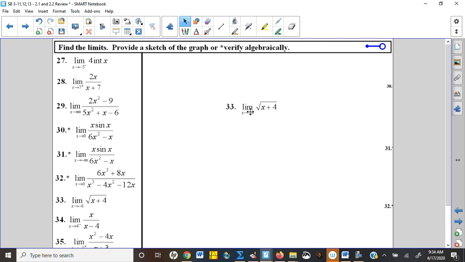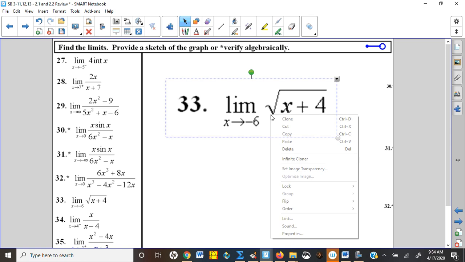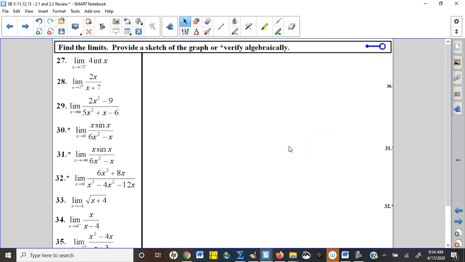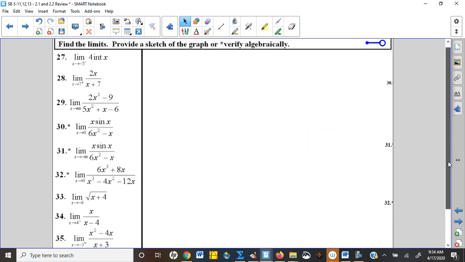33 is impossible because this function's domain begins at -4. So all x is greater or equal to -4. -6 is not in the domain, so you can't get real numbers around there. It's impossible. It does not exist.